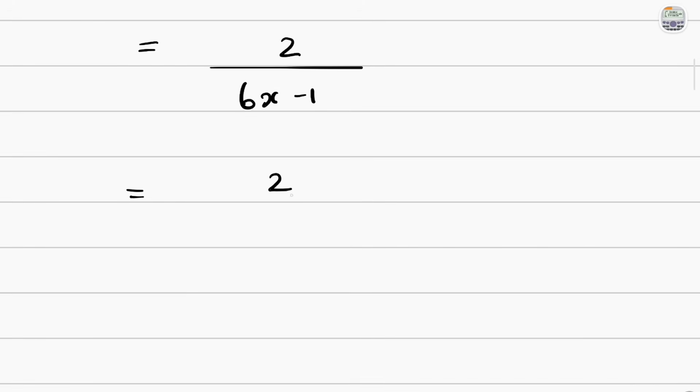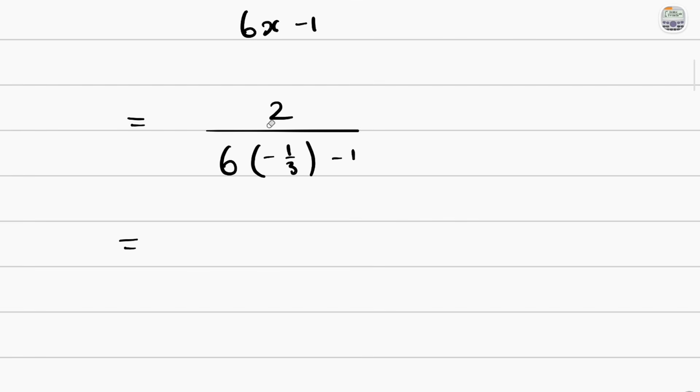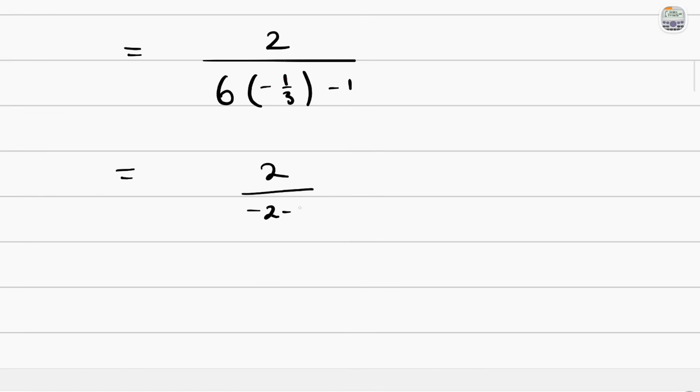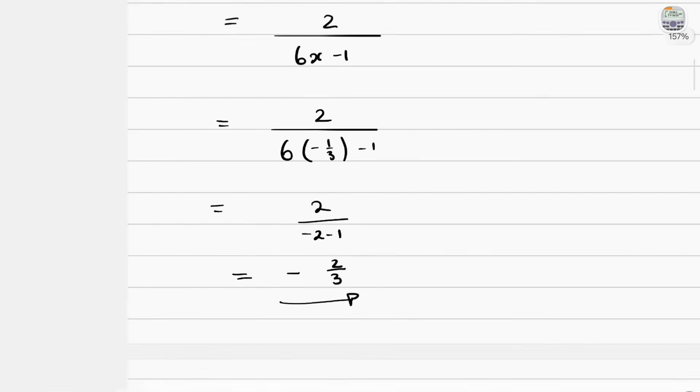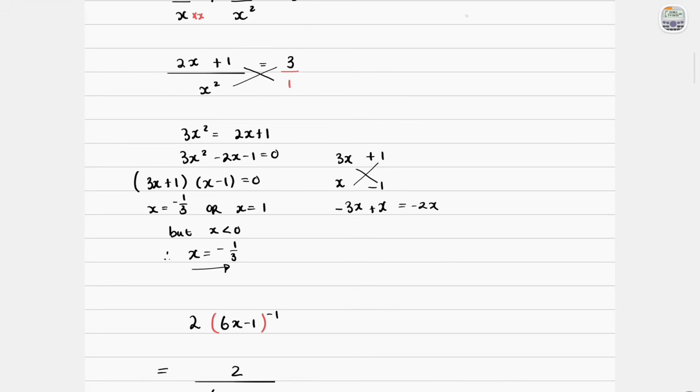Okay, so it's equal to 2 over, and in place of x, we'll substitute our x value of negative 1 over 3, and minus 1. Let me say 2 over. This gives us negative 6 over 3, which is negative 2. So that's negative 2 minus 1, which gives us negative 3. And so this is finally equal to negative 2 over 3. And that is our answer. Okay, and that is the value of this. And that is it for question 1.